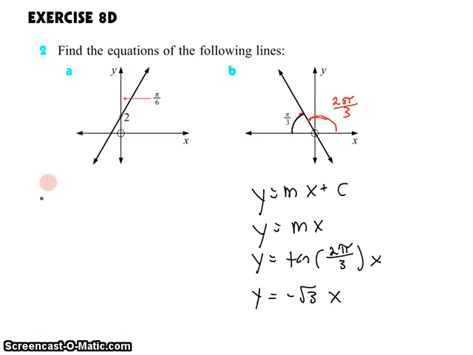Part A is going to work out very similarly. I'm going to start with y equals mx plus c. In this case, I do have a y-intercept, so that's going to be y equals mx plus 2. And I still need to find that slope. And once again, I'm given the wrong angle. I'm given this little angle here.